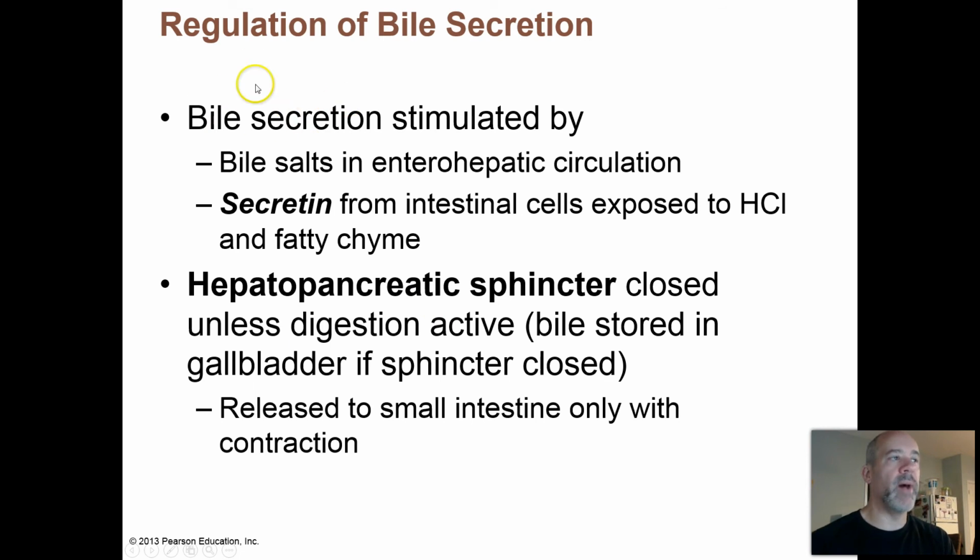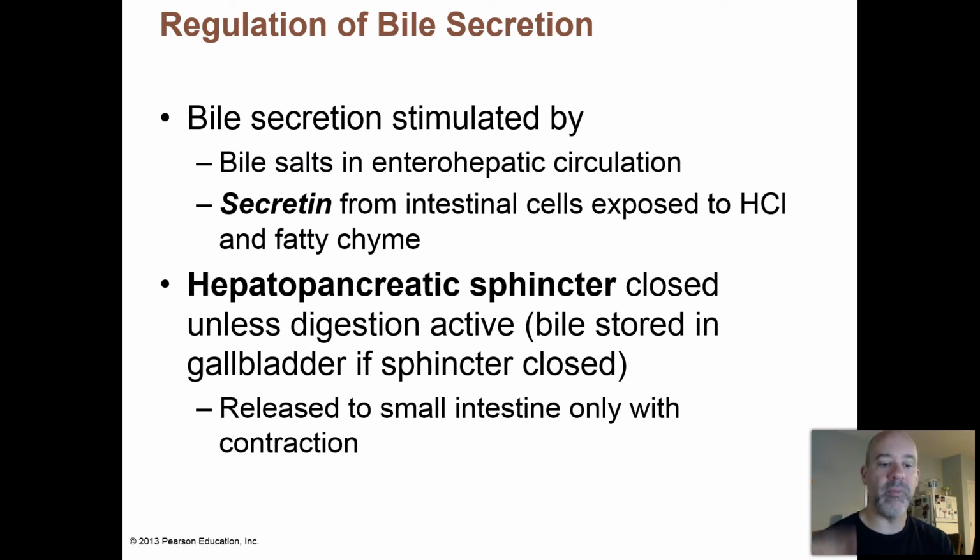Okay, so what about bile production in the liver? A couple of things stimulate it. One, bile salts in the enterohepatic circulation, so the blood circulation between the intestinal tract and the liver. Remember, that's your portal vein circulation, collecting the blood that's draining off of the intestinal tract and carrying it over to the liver. So bile salts get recycled in a sense.